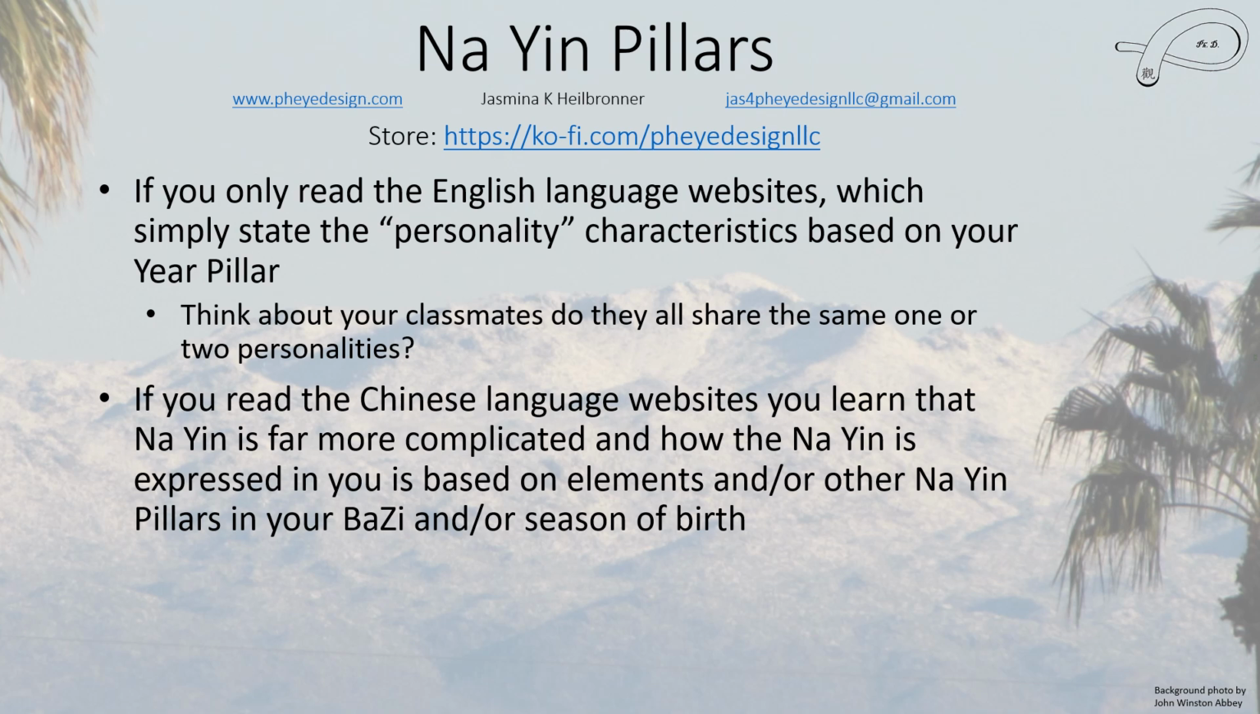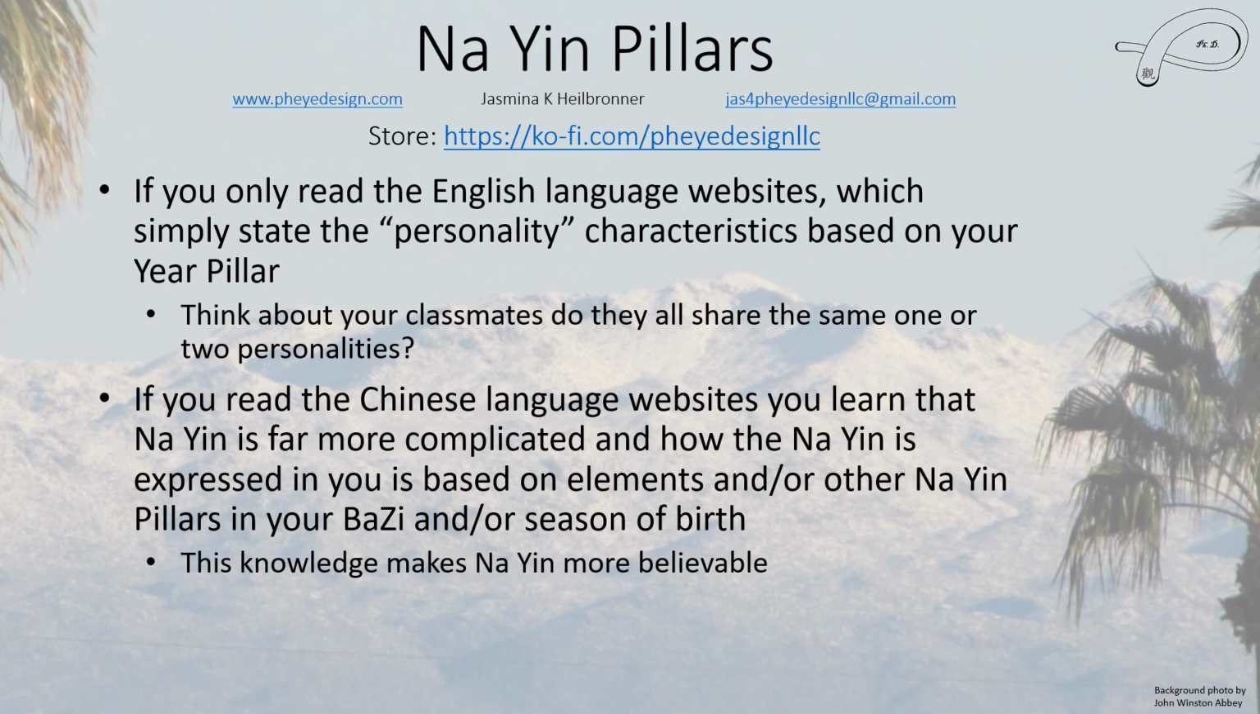So then I started to say, okay, this now makes sense. This could really work because they're saying that everybody will be different depending on other things in the chart, and it's not simply, oh, this is your year pillar, this is your personality. It doesn't work that way. So I now say, okay, Na Yin is a lot more believable after reading the Chinese language websites.